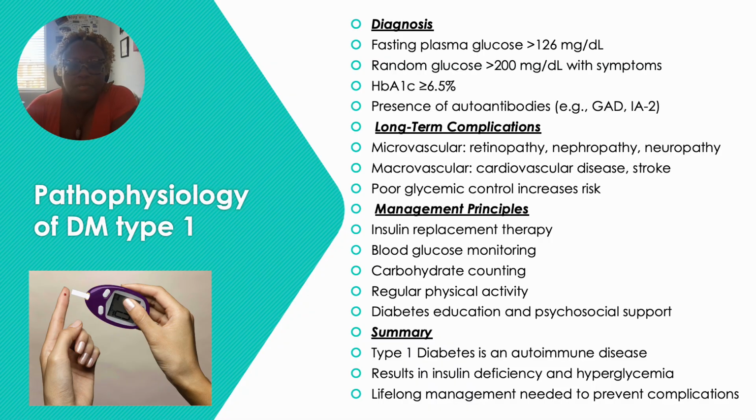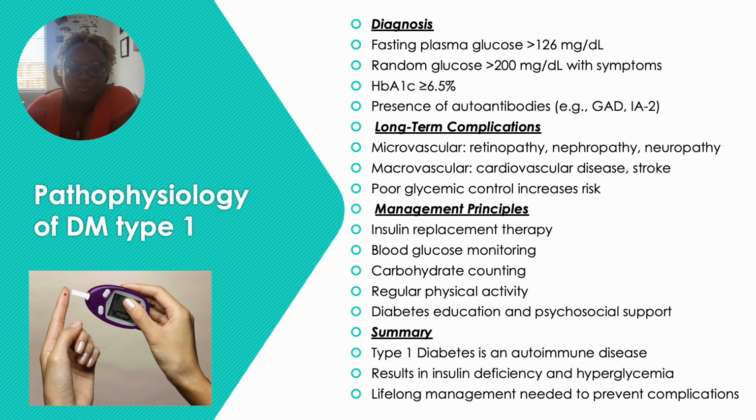Some of the long-term complications are microvascular, and that's where you get to see your retinopathy, your nephropathy, and your neuropathy. Some of the macrovascular will be in your cardiovascular system. These are your MIs and your strokes. Poor glycemic control increases the risk.